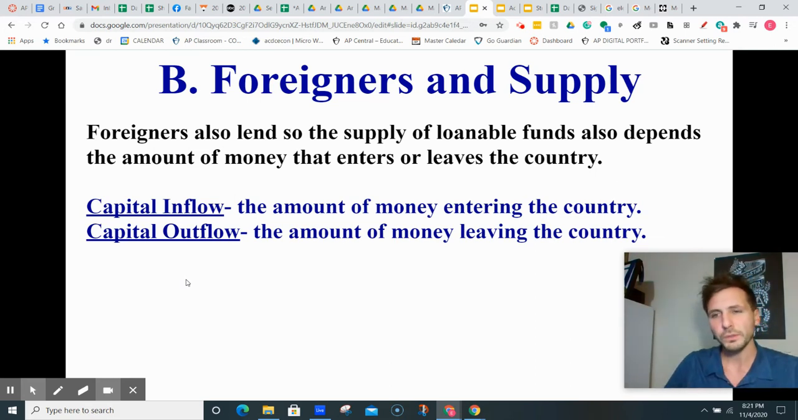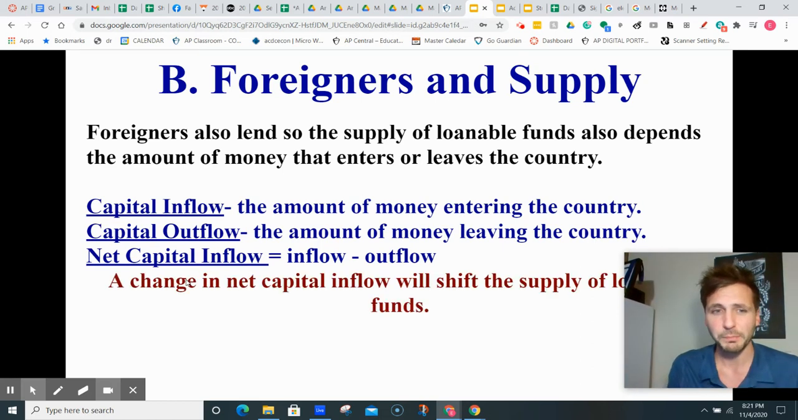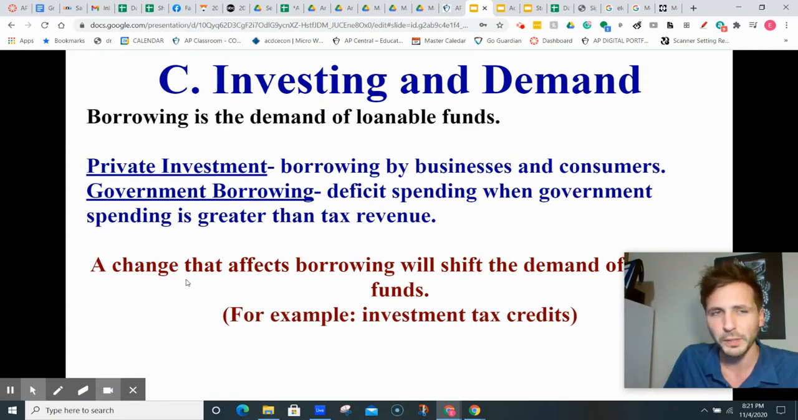Money leaves the United States, and as a result, there's fewer excess reserves, fewer loanable funds being supplied. Net capital inflow is simply your inflow minus your outflow. So sometimes you'll see that definition up there. So any change in net capital inflow will shift the supply of loanable funds. If net capital inflow goes up, it means there's more flow coming in, supply will go up. If net capital inflow goes down, supply will go down. Not very common, but there it is for you.